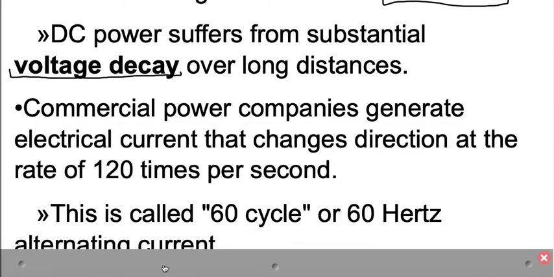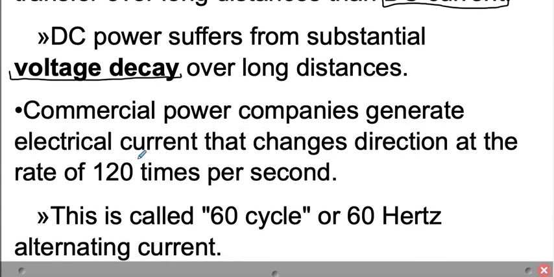And a little bit of what we just talked about. Commercial power companies generate electrical current that changes directions at a rate of 120 times per second. This is called 60 cycle or 60 hertz alternating current. Now to relate this number with this number, remember my little graph that we just drew a little bit ago. So we have our wavelength here. This one is going up, so maybe we could start there. We have here change directions after it goes past 0, and then there. So this would be changing directions twice in one wavelength.